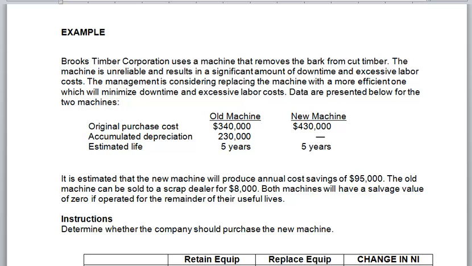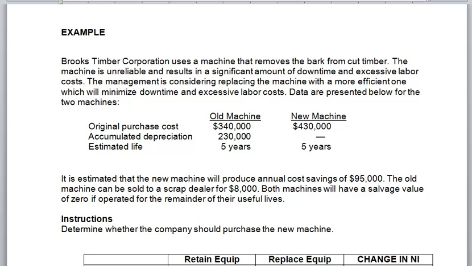So here we have Brooks Timber Corporation uses a machine that removes the bark from cut timber. The machine is unreliable and results in a significant amount of downtime and excessive labor costs. Management is considering replacing the machine with a more efficient one, which will minimize downtime and excessive labor costs. Data are presented below for the two machines.